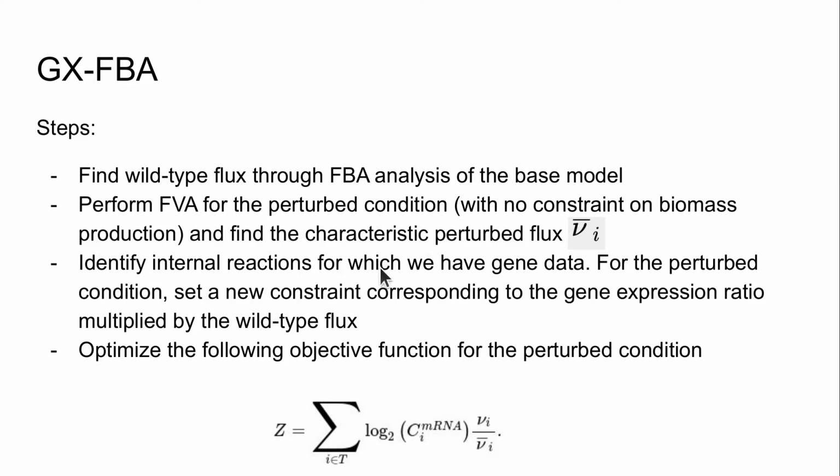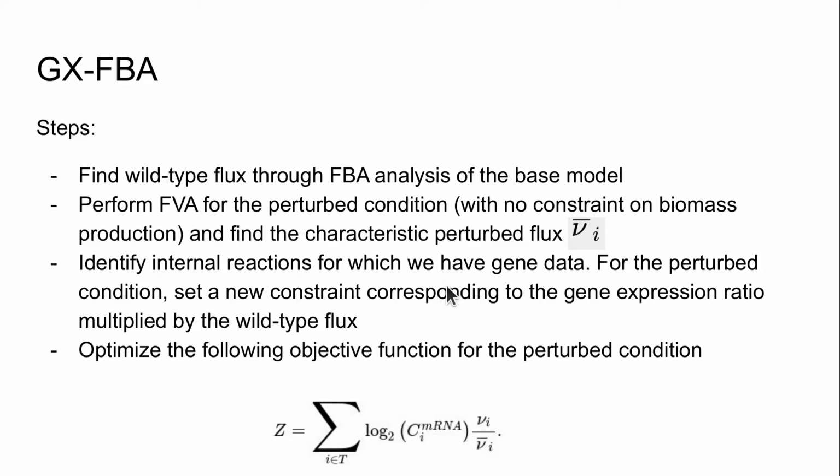After this, we identify those internal reactions for which we have gene data. That means not exchange reactions. And for all of these reactions, we want to set a new constraint. And that's going to be the constraint on a perturbed condition. Essentially, we want to restrict the flux in the perturbed condition to be the ratio of the expression values in the perturbed condition relative to the wild type, multiplied by the wild type flux.